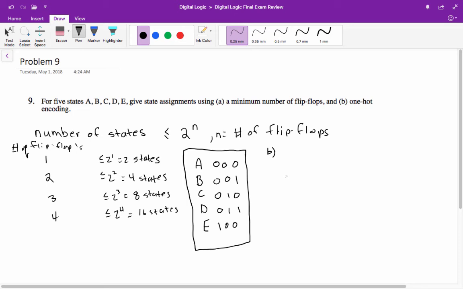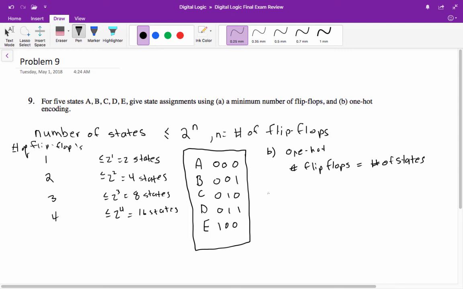Now, one hot encoding, what that means is for each state, one and only one bit is 1. The others are all 0. So for one hot encoding, you need to have the number of flip-flops equal the number of states. We have 5 states, so we need 5 flip-flops.